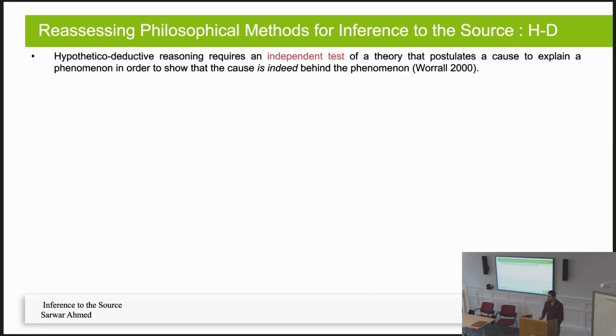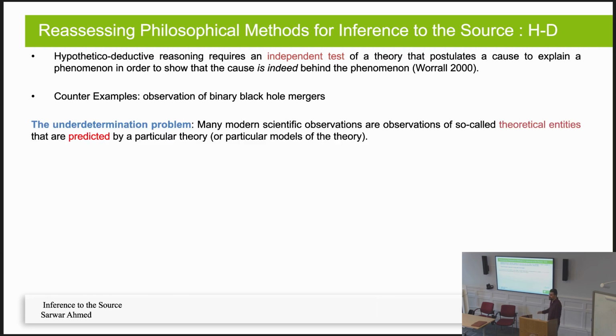So I think John Worrall has nicely illustrated that in general. He has argued that hypothetico-deductive reasoning requires an independent test of a theory that postulates a cause to explain a phenomenon in order to show that the cause is indeed behind the phenomenon. I think there are counterexamples. One example is what I will be presenting here.